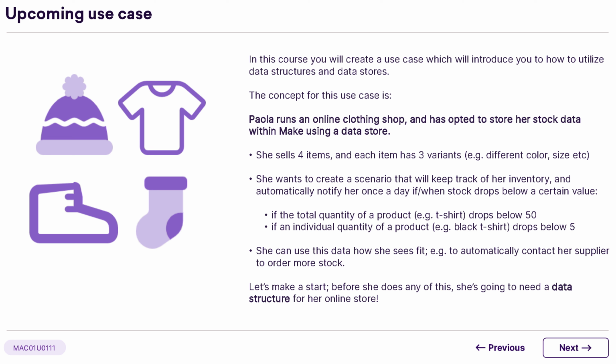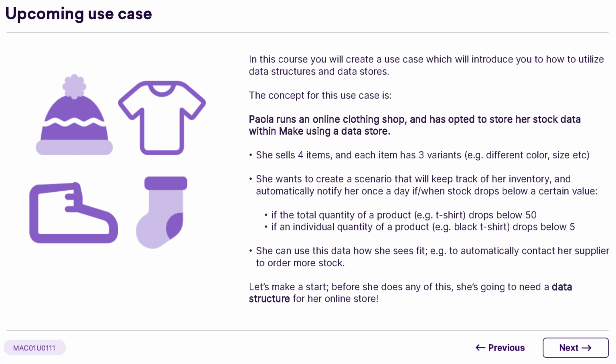In this section, you'll embark on a practical journey to understand how to manage data using a real-world example. Meet Paola, who runs an online clothing shop. She's chosen to store her stock data in an organized manner by using Make's data store feature. This structure allows her to keep track of 4 items, each available in 3 variants like different colors or sizes. Paola's goal is to maintain a clear picture of her inventory and ensure she never runs out of stock unexpectedly.